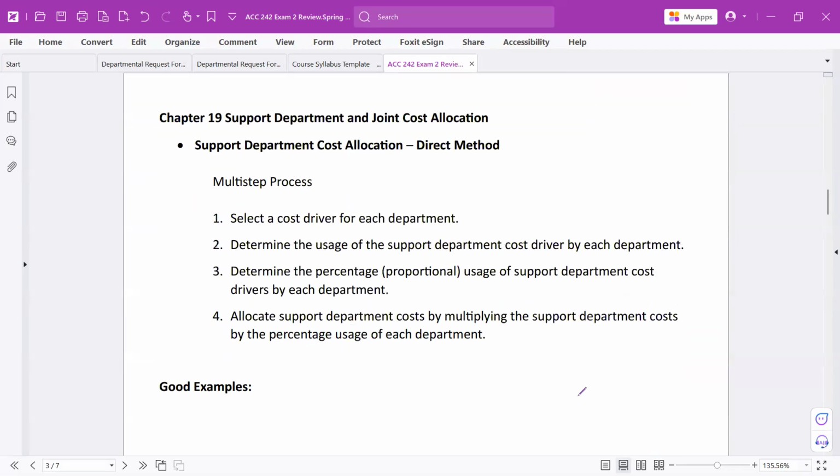And then we move to chapter 19, support department and joint cost allocation. And this is kind of a multi-step process. And we'll look at the direct method. That's the only method that we covered in this chapter. And the way I approached the problems in class was to think of this first in terms of the support department. So find the support department and the cost driver that goes with that department. And then the usage for the support department. Find the appropriate percentage and then use the percentage to allocate the cost.